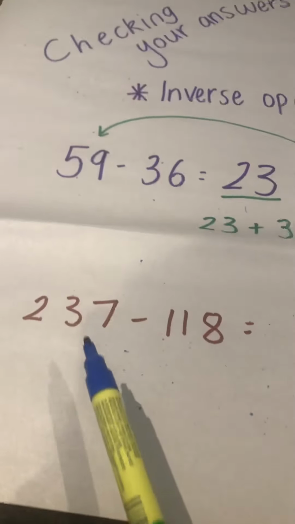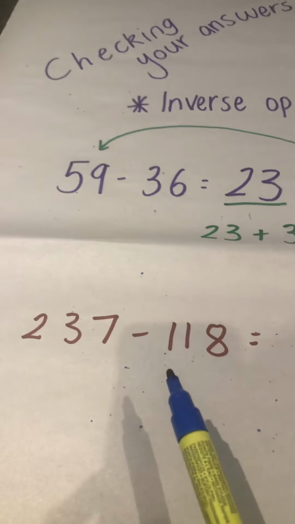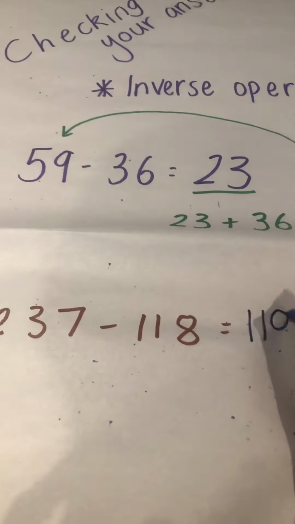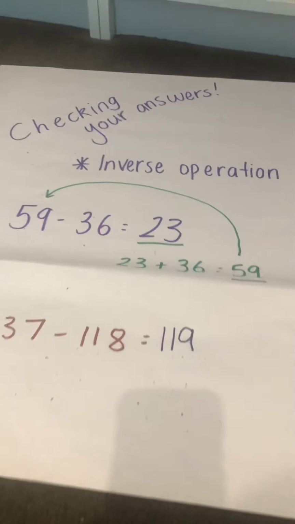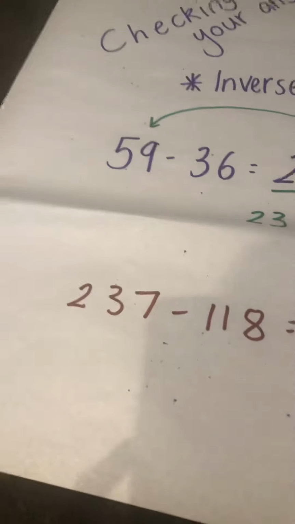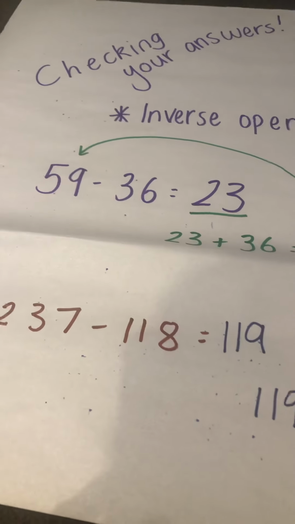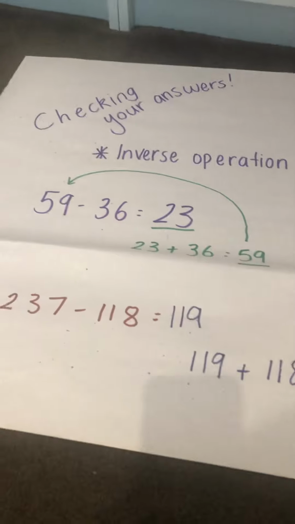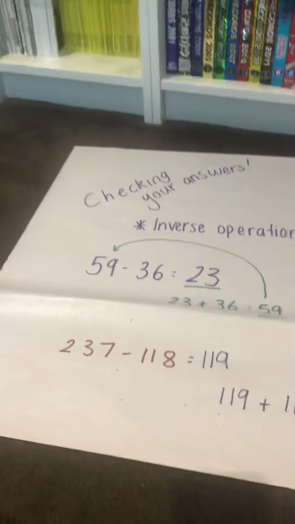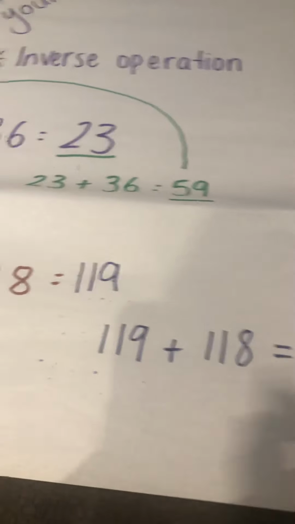Okay, so let me show you with this one here. So 237 take away 18. So this was our second problem there. Our answer was 119. Okay, now to check this, I take my answer of 119. Okay, I plus it to my second number. Okay, now if you've been listening, what number should I get? That one there, 237. Okay, so let me do, I like split strategy the best, so I'm going to do split strategy to work this out.